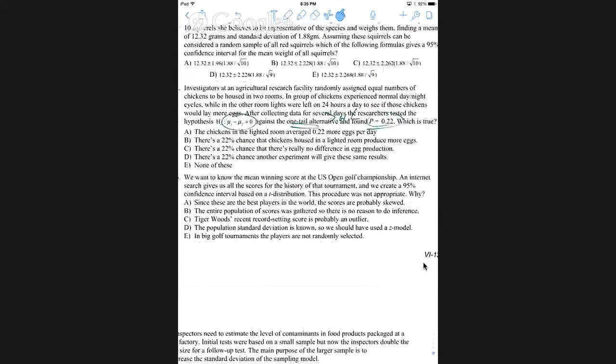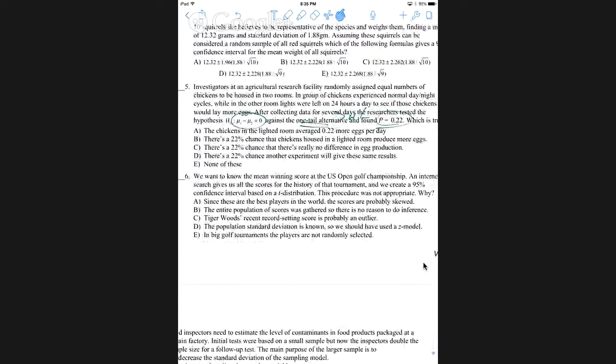The chickens in the lighted room average 0.22 more eggs per day. Well, that's absolutely not true because it's not what the p-value says. The p-value is talking about the chance that this is going to happen simply by chance, right? There's a 22% chance that chickens housed in a lighted room produce more eggs. Again, that's not what it says. There's a 22% chance that there's really no difference in egg production. Again, that's not what it's saying.